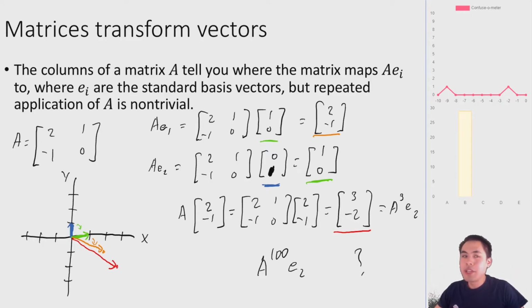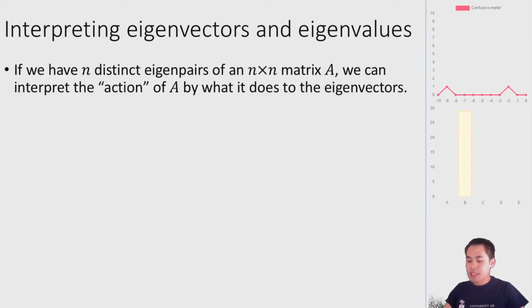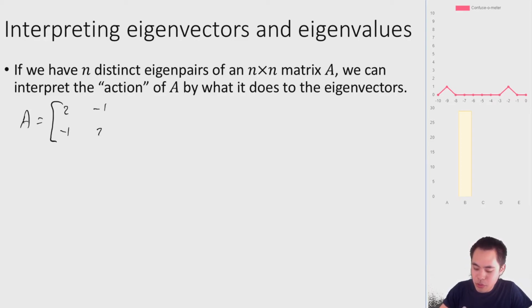That's the whole reason why eigenvalues and eigenvectors are powerful. As I mentioned last time, if you have n distinct eigenpairs of an n by n matrix A, we can interpret the action of A by what it does to the eigenvectors, because the eigenvectors form what we call an eigenbasis. Let's give a pictorial example. Suppose we had a matrix A equal to [2, -1; -1, 2]. It turns out that this has two eigenpairs.